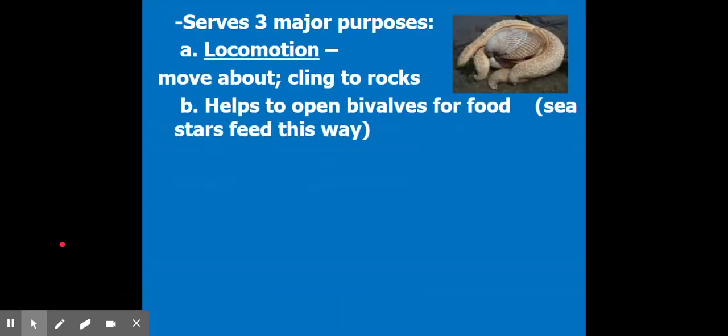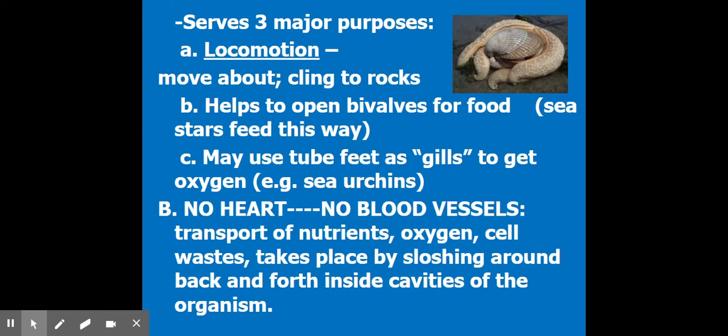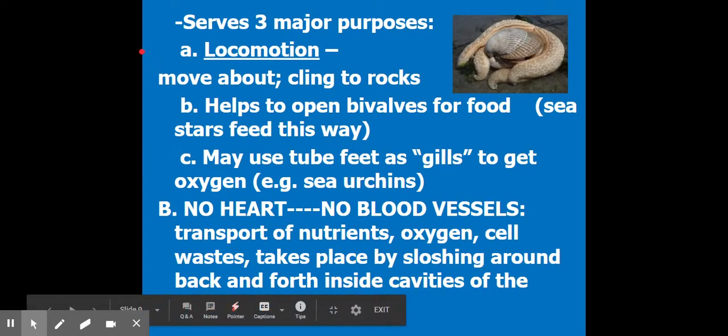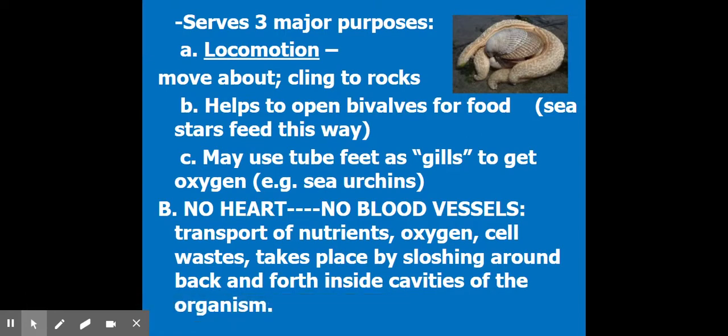So what are the purposes of the water vascular system? First off, the water vascular system has three major functions, three major purposes. One of those is locomotion. It helps the echinoderm move around, crawl around, climb onto rocks, hold onto surfaces. Another function is that it helps them with feeding.